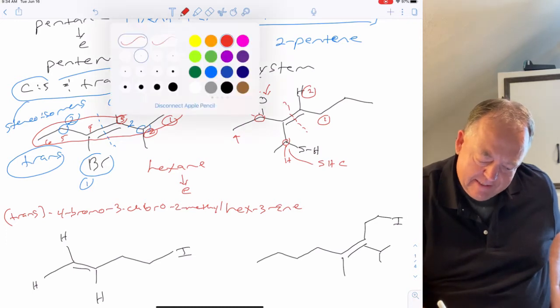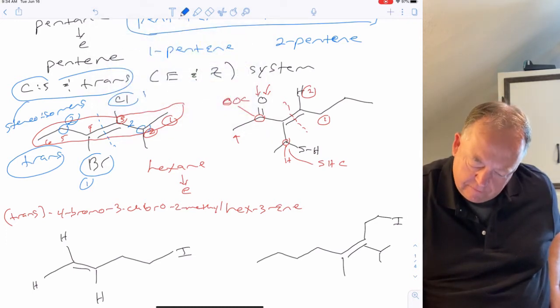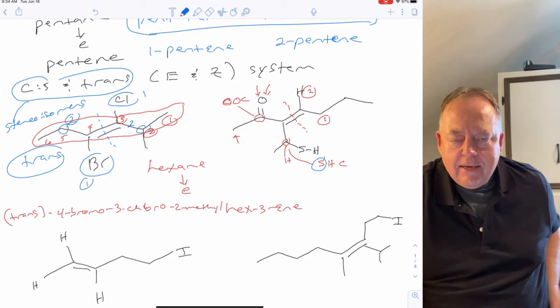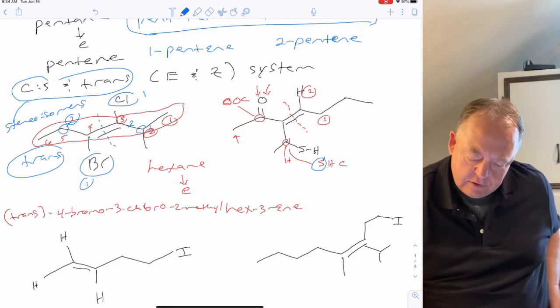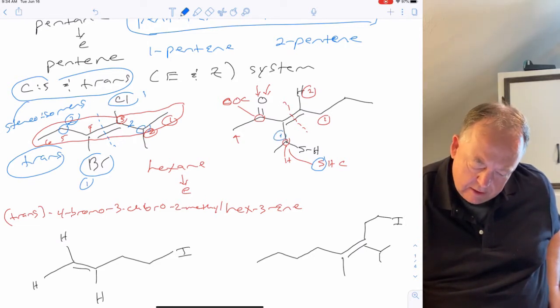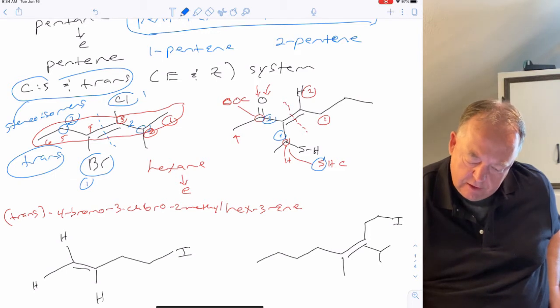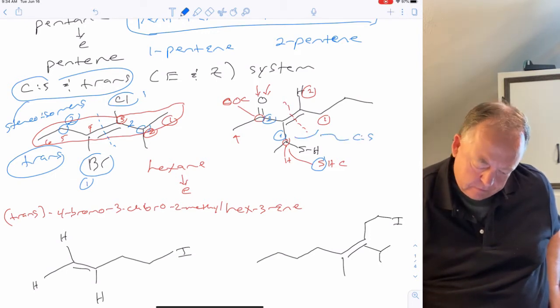So oxygen, oxygen, carbon versus sulfur, hydrogen, carbon. And you don't add things up. You simply look for, of all of those things, what has the highest mass, and it's sulfur. So this is going to be priority 1, and that pathway is number 2. So here the ones are on the same side, so that's going to be cis.